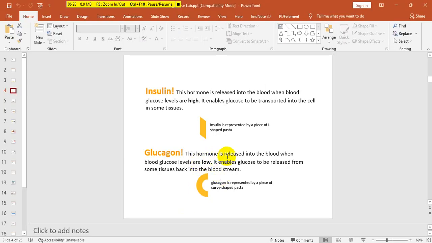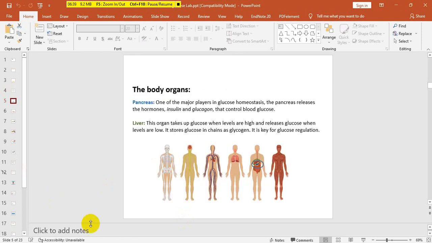So glucagon is a hormone released into the blood when blood glucose levels are low. It enables glucose to be released from some tissues back into the blood. The body organs: the pancreas is one of the major players in glucose homeostasis, or glucose regulation. The pancreas releases the hormones insulin and glucagon that control blood glucose. Insulin is released from what? Beta cells of the islet of Langerhans of the pancreas, whereas glucagon is released from the alpha cells of the islet of Langerhans of the pancreas.